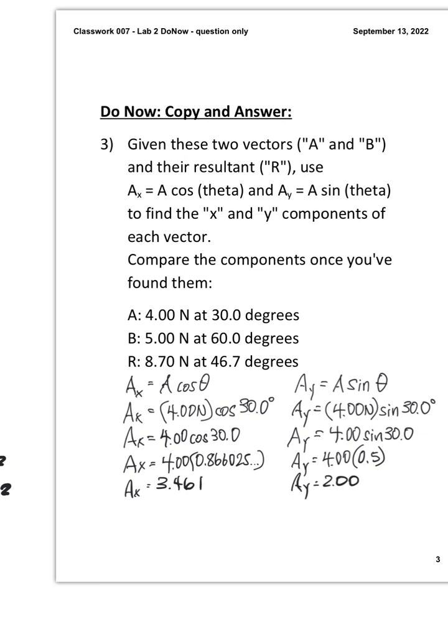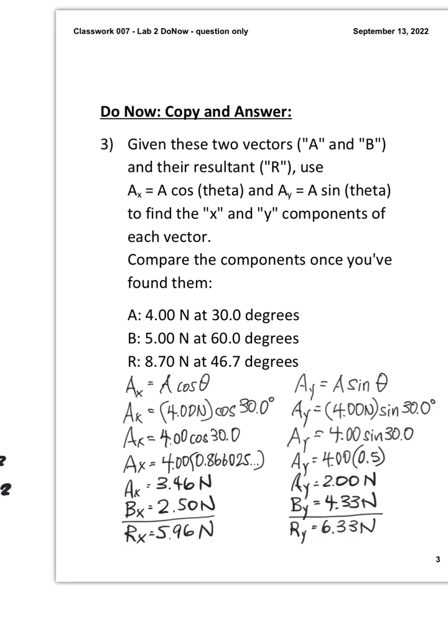Of course, the components have the same units as the vector they started from, so they would both be newtons. I'm going to do the same thing for b and for r. So b at 5 newtons at 60 degrees, you wind up with 2.5 newtons and 4.33 newtons for x and y respectively. And then the resultant r, I found the components for the resultant: 5.96 newtons for x, 6.33 newtons for y.